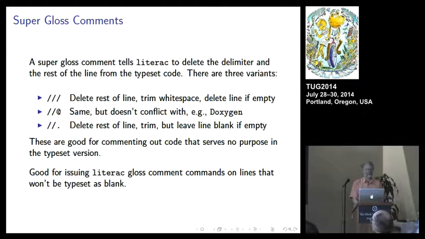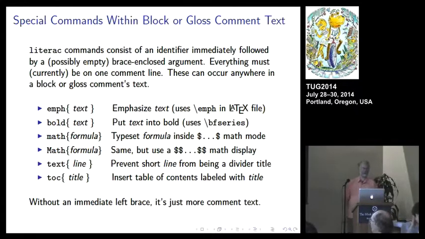So here's just a few of the commands that you can embed in any comment to basically cause LaTeX to use emphasis, bold, math display. The text command basically prevents a short line from being treated as a title of a section or a chapter, and then the table of contents is just a wrapper around the table of contents macro for LaTeX. You have to use a pair of braces, otherwise it's just a comment.